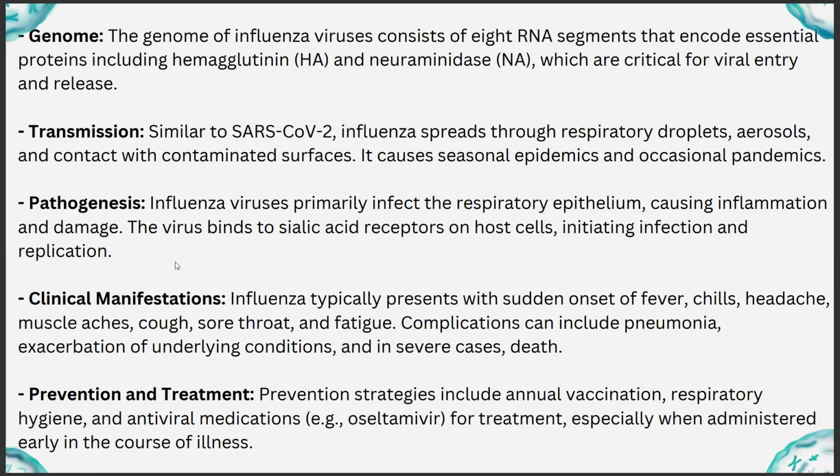Transmission. Similar to SARS-CoV-2, influenza spreads through respiratory droplets, aerosol, and contact with contaminated surfaces. It causes seasonal epidemics and occasional pandemics. Pathogenesis. Influenza virus primarily infects the respiratory epithelium, causing inflammation and damage. The virus binds to sialic acid receptors on the host cells, initiating infection and replication. Clinical manifestations. Influenza typically presents with sudden onset of fever, chills, headache, muscle ache, cough, sore throat, and fatigue. Complications can include pneumonia, exacerbation of underlying conditions, and in severe cases, death also.